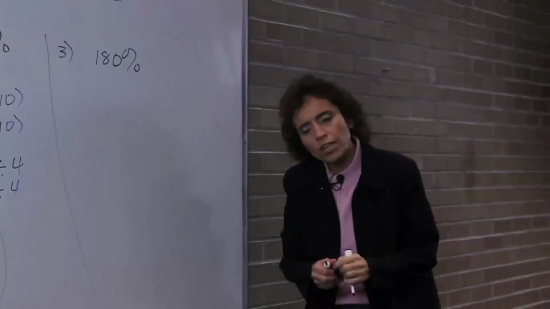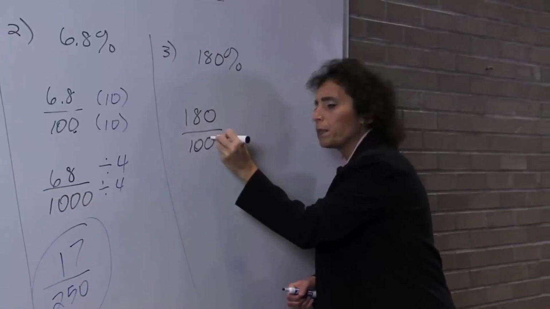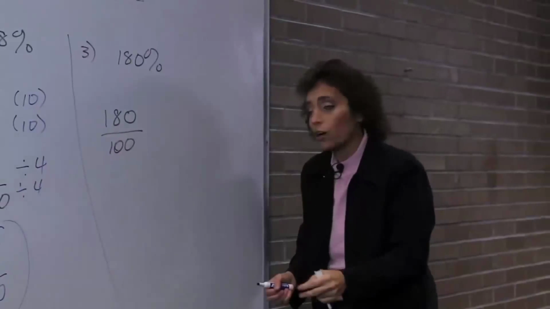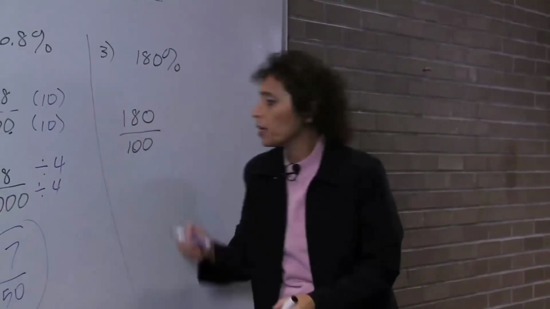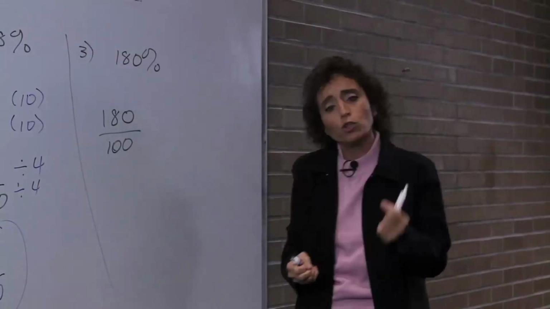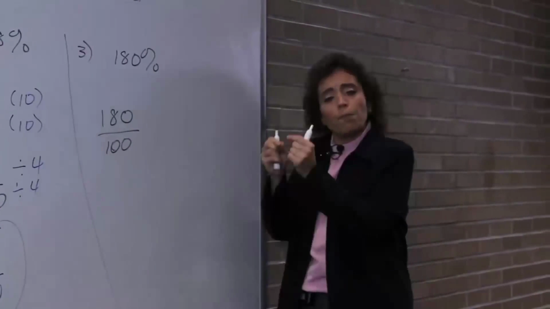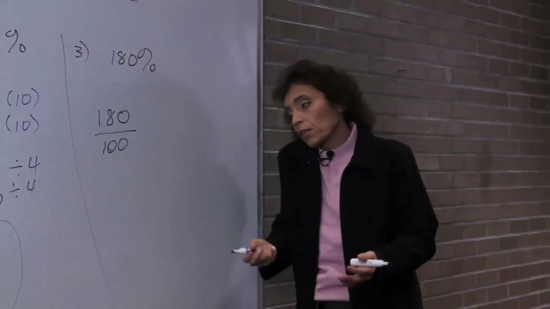Okay, 180% means 180 over 100 because percent means out of 100. Okay, so here we go. Look at the directions, it says fraction or mixed number. This is definitely going to be a mixed number because this is an improper fraction. You have two choices. You can change it to a mixed number right now and then reduce it, or you can reduce it first. Up to you.